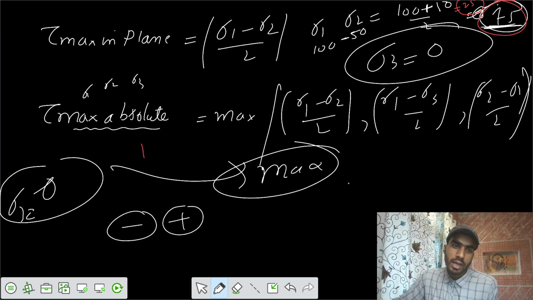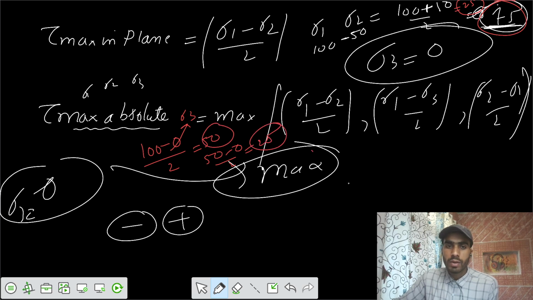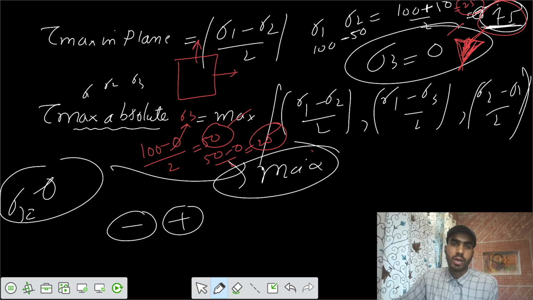The third one is 100 minus 0 by 2, because sigma 3 is 0, which gives 50. And 50 minus 0 by 2 gives 25. So you got the values 25, 50, 25, 75. You want to see what the question is asking. Either it's asking for the absolute value, or it's asking about the particular plane, the xy plane only, and then you use sigma 1 minus sigma 2 by 2.